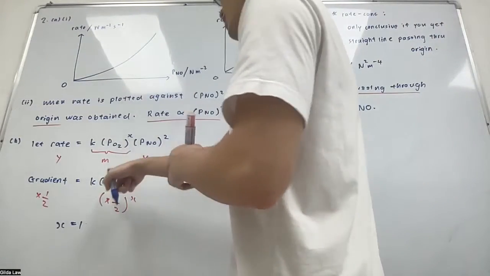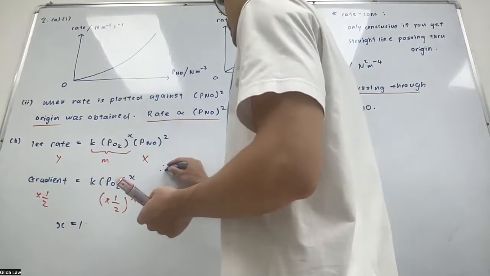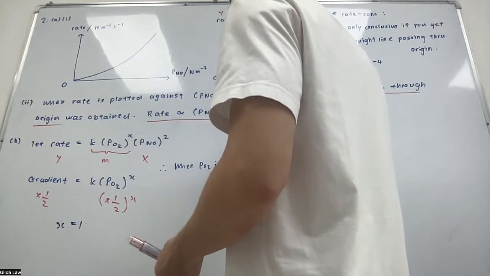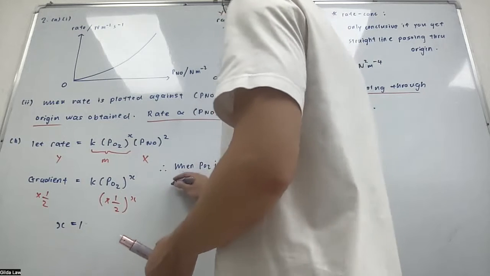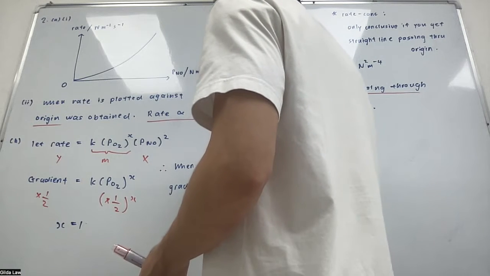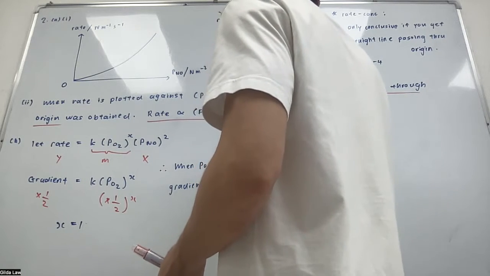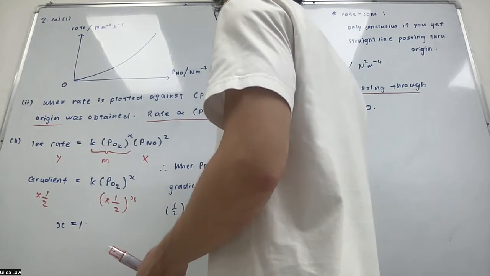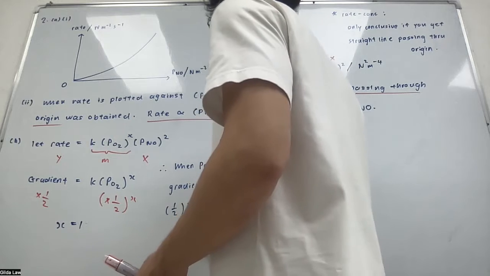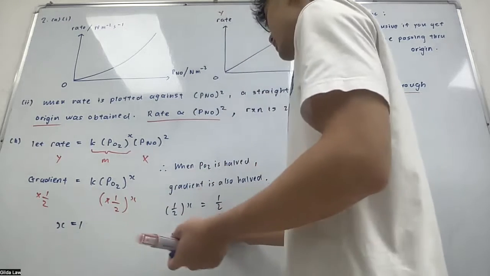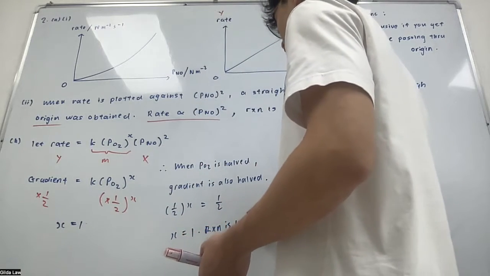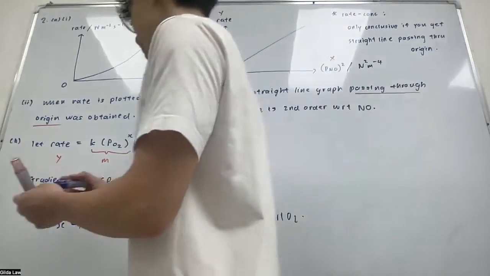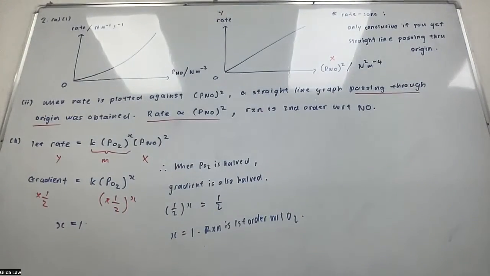You write these two statements out first, then give me a final statement. When partial pressure of O2 is half, the gradient is also half. So that implies half to the power of x is just half, it's the same thing. So x equals 1. You can leave it like that. The reaction is first order with respect to oxygen. So that's a more technical way of looking at it.